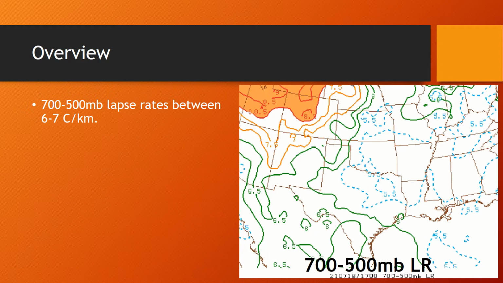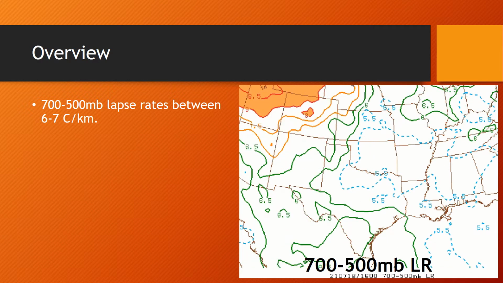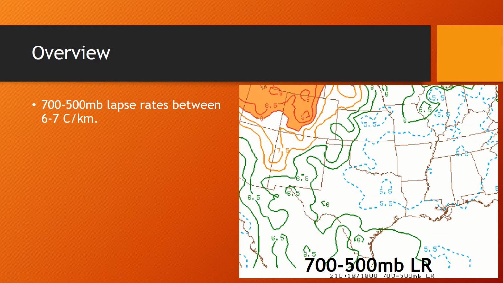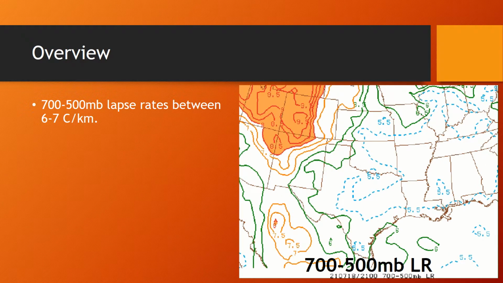And as you'll see on the satellite and radar images coming up, the storms actually moved from a more unstable environment down into a more stable environment as they moved into Kansas.